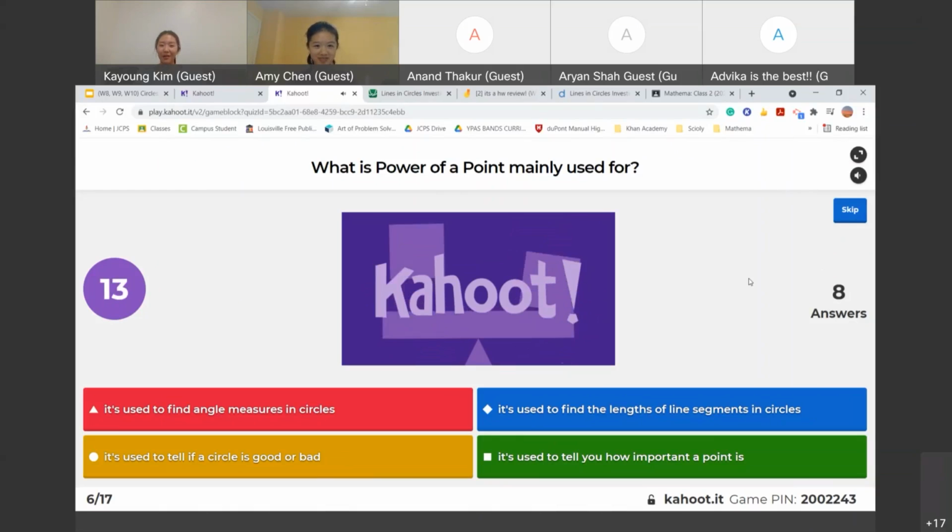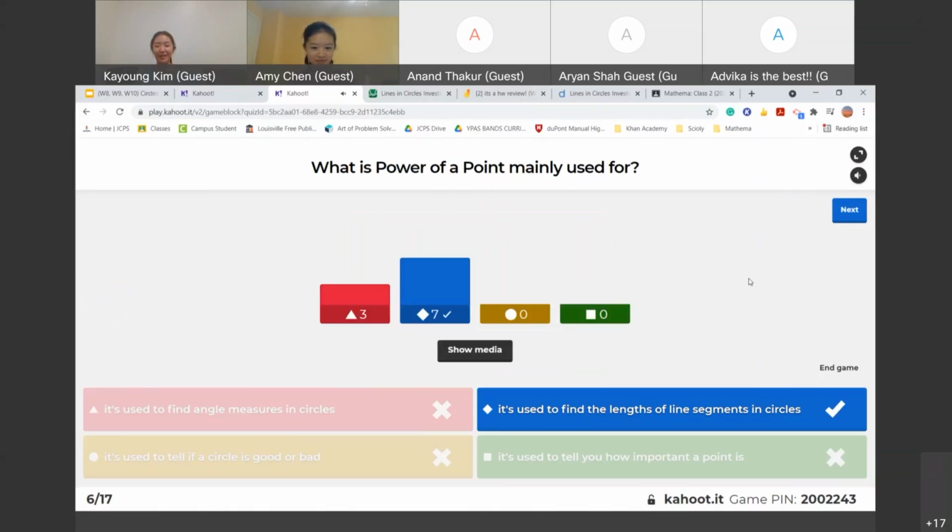What is the power of a point mainly used for? Red is it's used to find angle measures. Blue, it's used to find lengths of line segments in circles. Yellow is it's used to tell if a circle is good or bad. Green is not important to anyone.